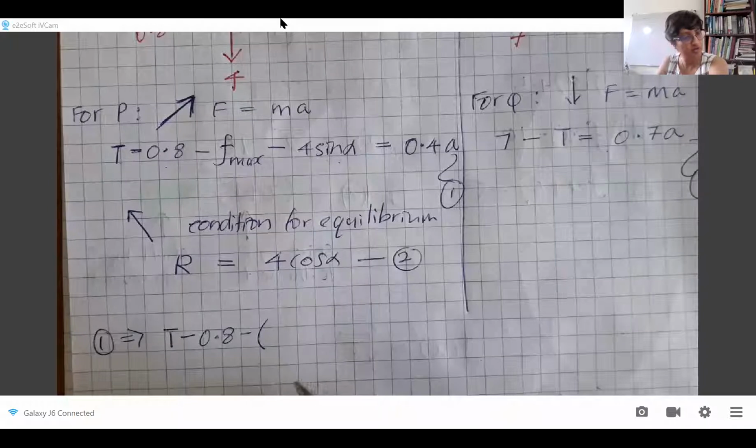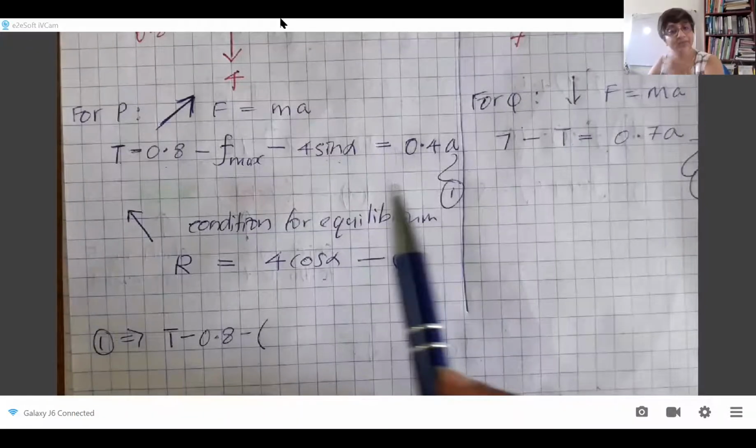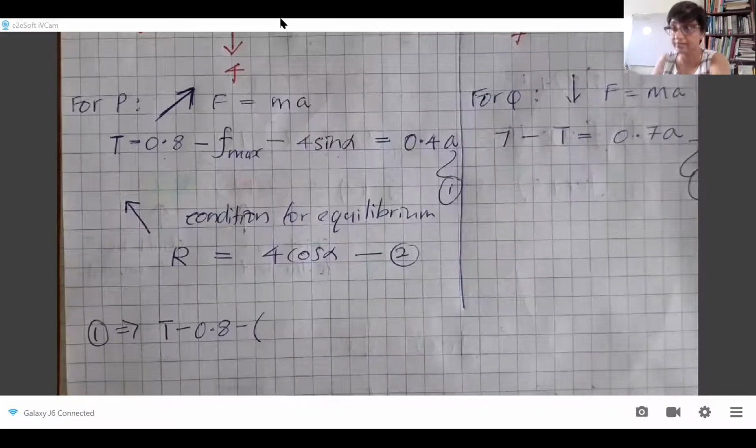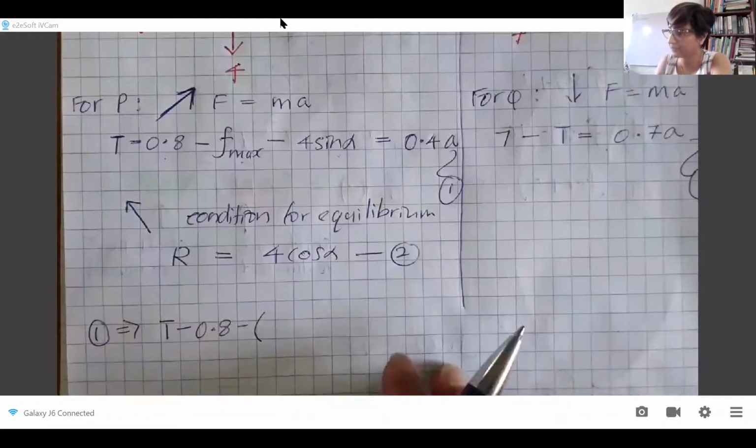Mu is how much? Did we already find it? Oh, it's 1. We have already found it, no? In the previous part, F max is 1.6. It's given? F max? No, we found F max. Yeah, mu is given, but I mean F max, we could have written it here straight away.